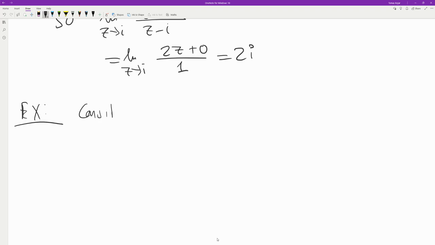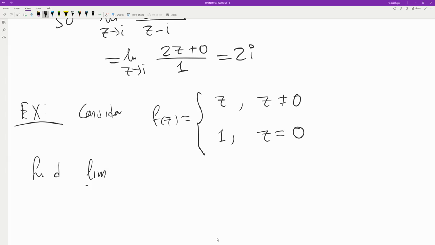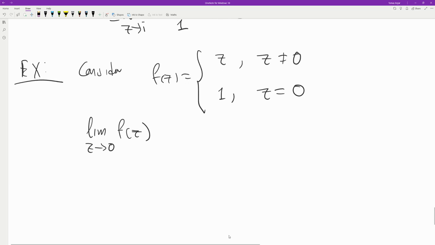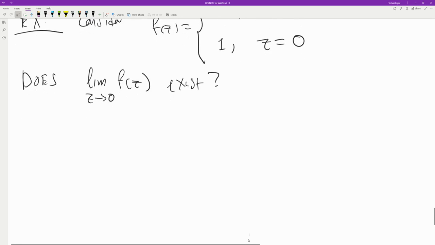So consider the branch function. It's just equal to z when z is not 0, and 1 otherwise. Find the limit as z goes to 0. Okay. Does it exist? Does it even exist? Okay, let's see.